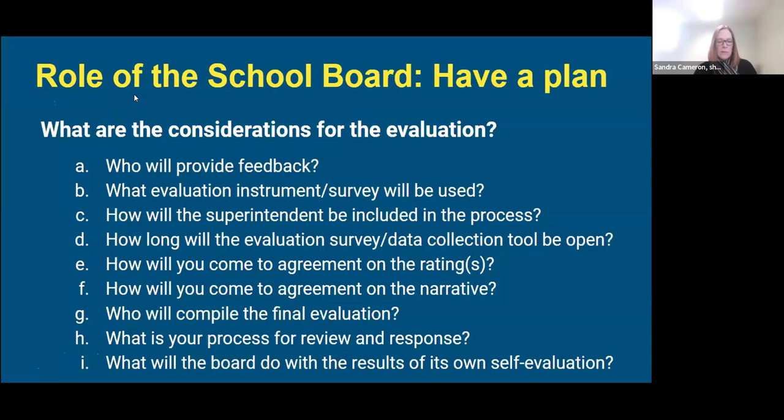How can the process be protected from internal bias? When the final evaluation report has been written, what process will the board use to review and approve it? If the evaluation informs an annual decision on the superintendent's contract, when will the board do that? And how will the superintendent receive the information? And lastly, best practice is for the board to complete a self-evaluation of its process and performance for the annual superintendent evaluation. This information can be used to improve the process for the next year.